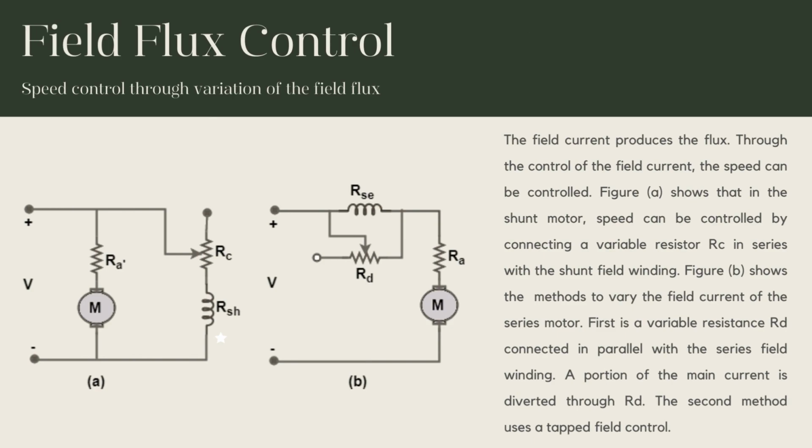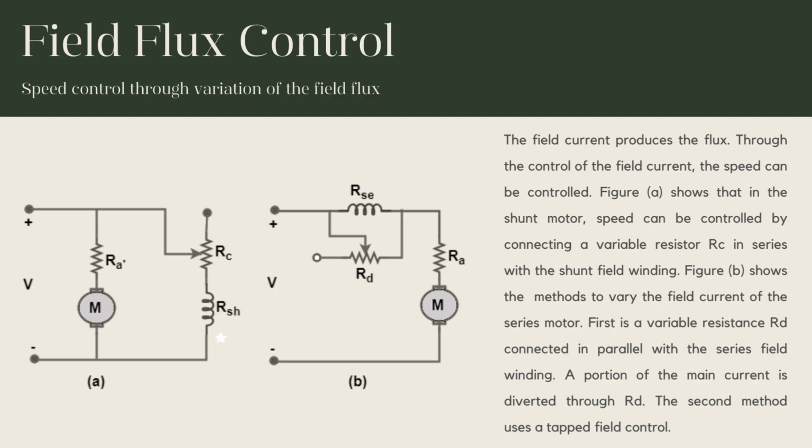In the flux control method, a rheostat is connected in series with the field windings. The purpose of this component is to increase the series resistance in the windings, which will reduce the flux, consequently increasing the motor's speed. Figure A shows that in the shunt motor, speed can be controlled by connecting a variable resistor in series with the shunt field winding. Figure B shows the method to vary the field current of the series motor.